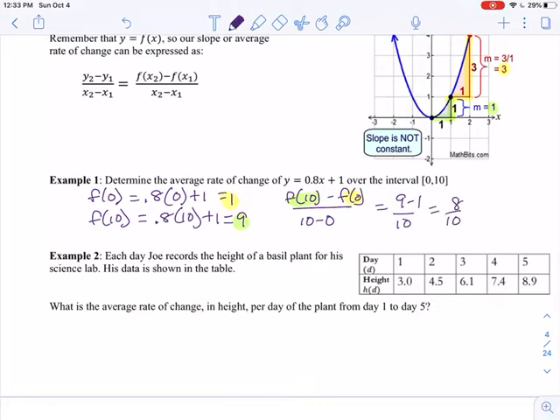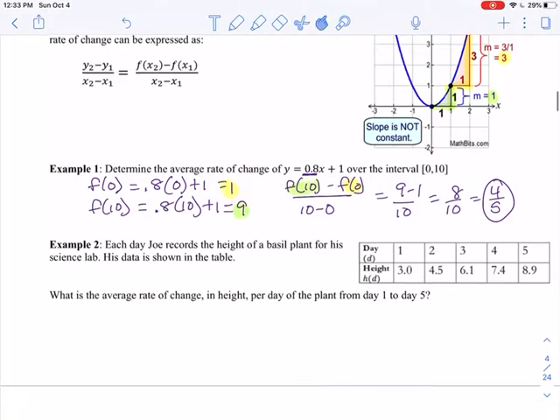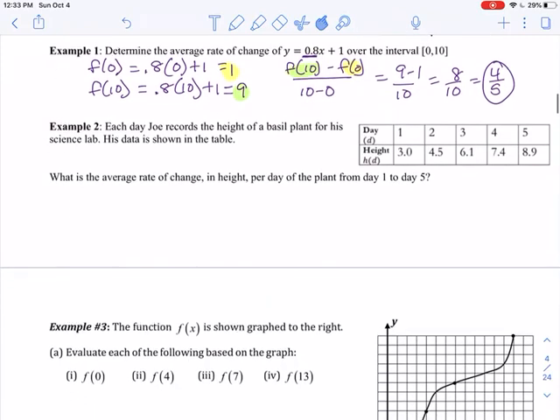And then 9 minus 1 over 10 is 8 over 10, which is 4/5. This is a linear function, so that actually is equivalent to 0.8. Remember, y equals mx plus b. So I'm showing you how to do it, but this example is actually a linear function. I did not have to do it out, but this is the way that we're going to do it for nonlinear functions.